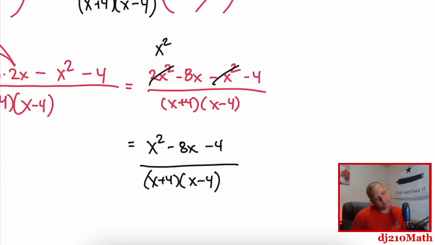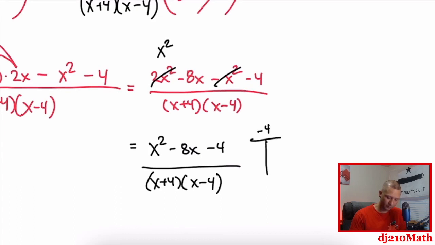Okay, factor the top. Two numbers that multiply to negative 4 that add up to negative 8. 1 and 4, 2 and 2. Nothing. So this is it.